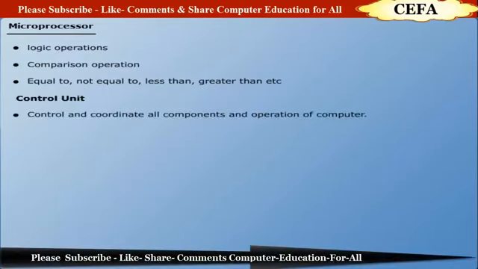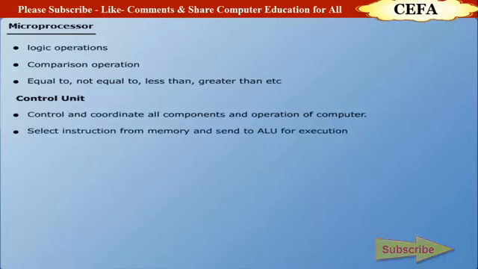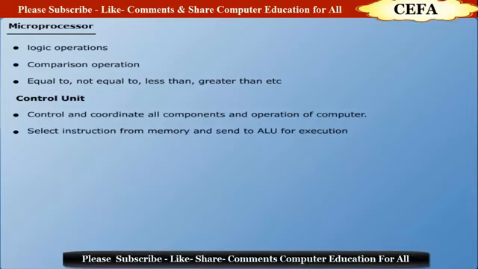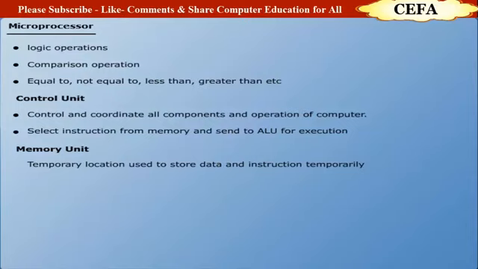Control unit. Control unit controls and coordinates all the components and operations of the computer. Control unit brings instructions from memory units and passes them to ALU for execution in an appropriate order. Memory unit. A memory unit is a temporary location inside the CPU for storing data and instructions temporarily for processing the data.